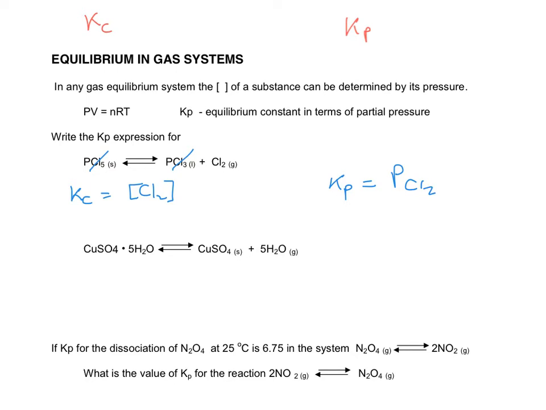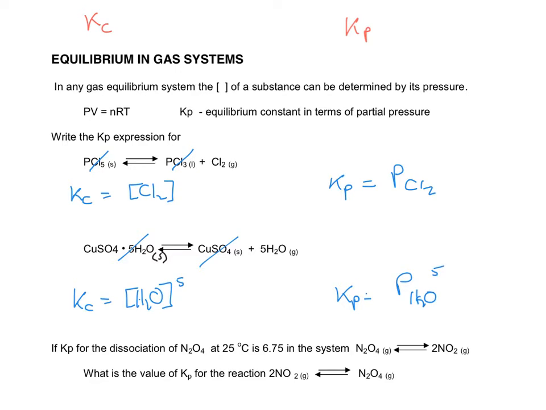CuSO4, that should say solid there, yields CuSO4 plus 5H2O. So this is a hydrate being heated, and you're getting the anhydrous and the gaseous water. So normally we would ignore this because it's a solid, ignore this because it's a solid, and just focus on the gaseous water. So Kc would be the concentration of the H2O gas raised to the power of its coefficient, so raised to the fifth power. If you were doing Kp, then it would be the partial pressure of the H2O raised to the fifth power.